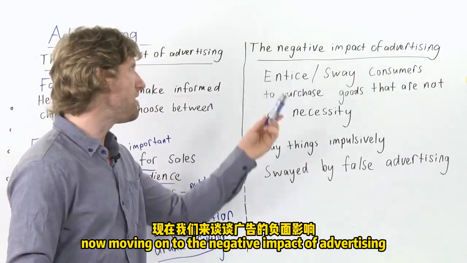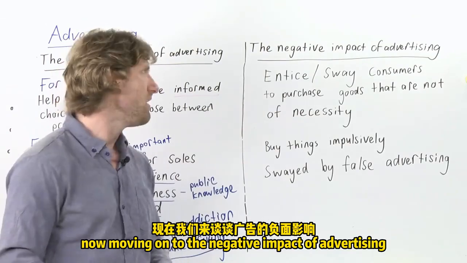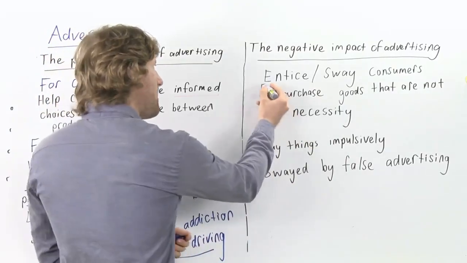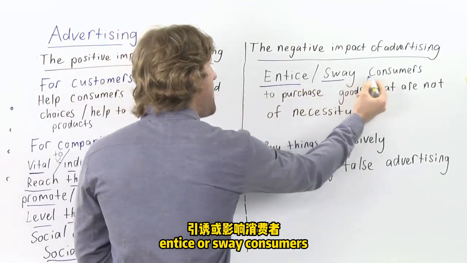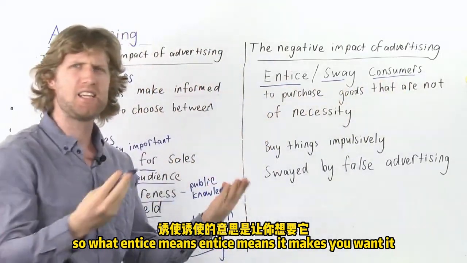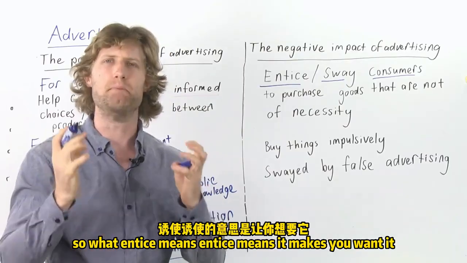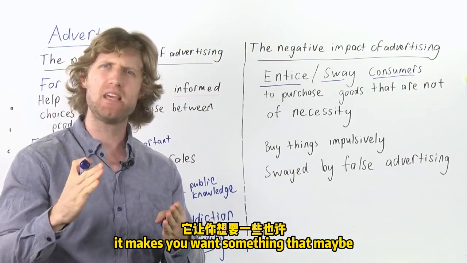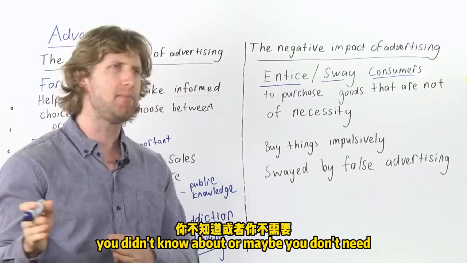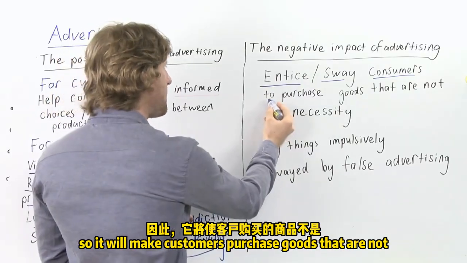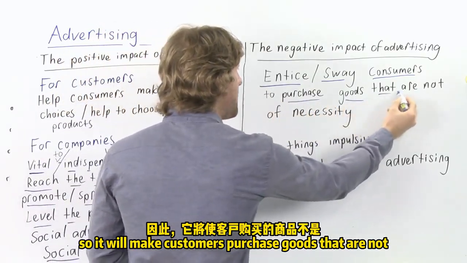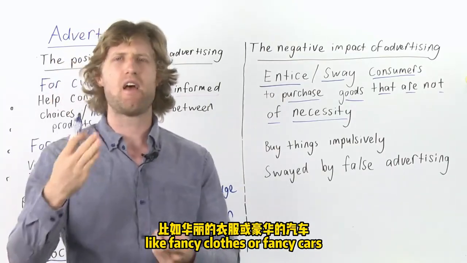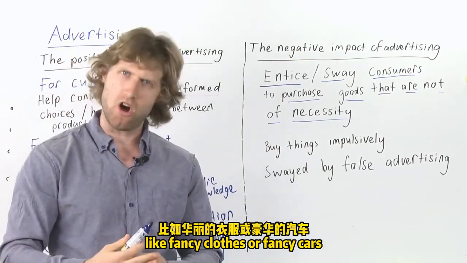Now, moving on to the negative impact of advertising, you can use words, or we can say, entice or sway consumers. So what entice means is it makes you want it. It makes you want something that maybe you didn't know about or maybe you don't need. So it will make customers purchase goods that are not of necessity. Things they don't need, like fancy clothes or fancy cars.